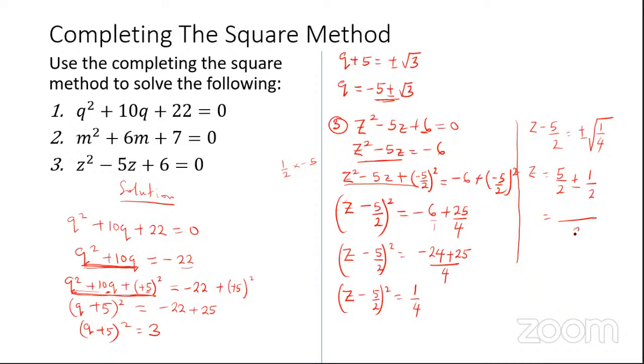Find the LCM, 2, we have 5 plus or minus 1. So hence you can see that z equals 5 plus 1 over 2 or 5 minus 1 over 2. 5 plus 1 is 6, 6 over 2 gives us 3. 5 minus 1 is 4, 4 over 2 will also give us 2. So that is the solution to that. So the answer is 3 or 2. I don't want to spend more time, so I want to stop here.